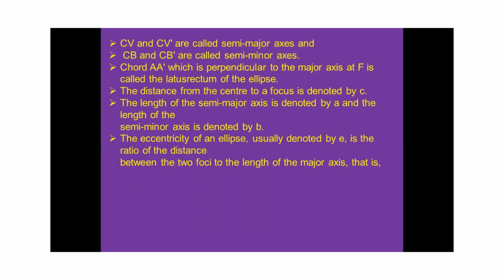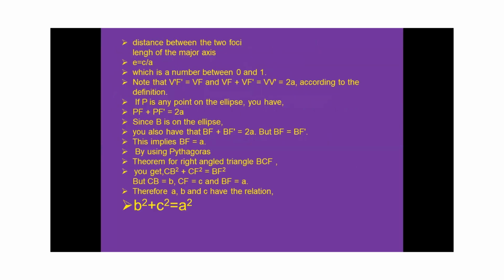A chord AA prime, which is perpendicular to the major axis at F, is called the latus rectum of the ellipse. The distance from the center to the focus is denoted by C. The length of the semi-major axis is denoted by A, and the length of the semi-minor axis is denoted by B. The eccentricity of an ellipse, usually denoted by E, is the ratio of the distance between the two foci to the length of the major axis. That is, E equals C over A, which is a number between 0 and 1.